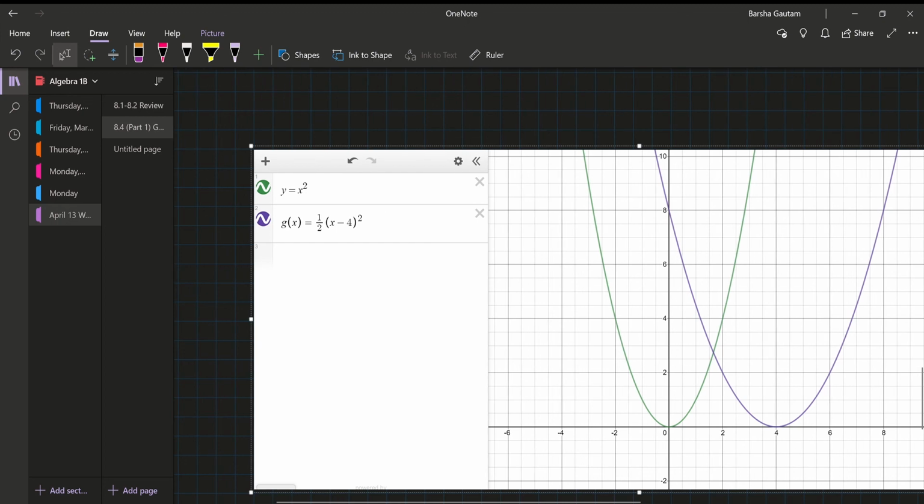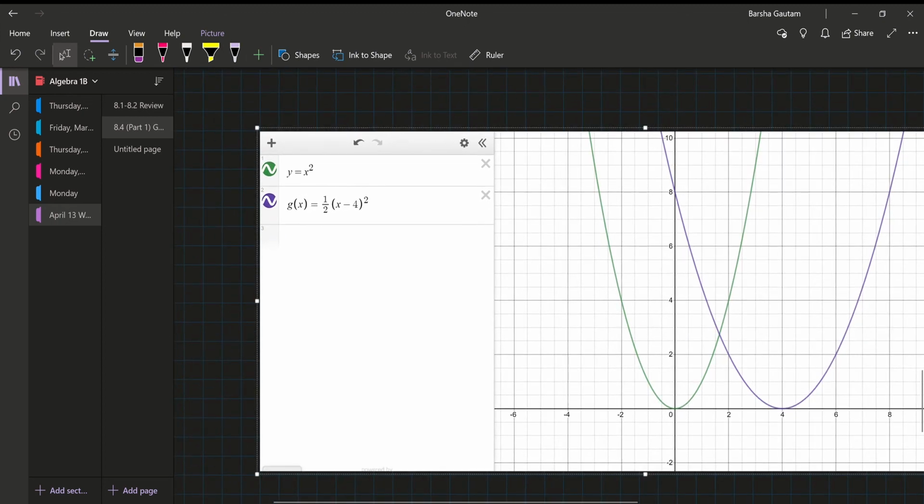That graph is f of x, actually. Let me correct this. Yeah, so that should be f of x. And the axis of symmetry is x equals 4, right over here. And the vertex is 4, 0, right here. And the graph of g, the purple line, is 4 units to the right of the axis of symmetry, which is x equals 0 right here, right? But it doesn't move up, so it's only 4 units to the right.